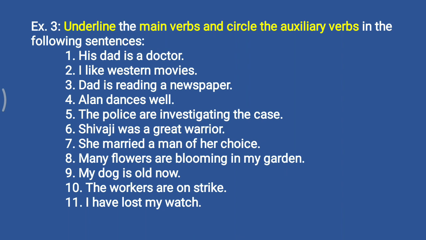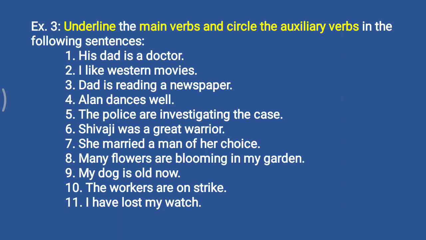The police are investigating the case. Are will be encircled because it is the auxiliary verb and investigating is the main verb and you have to underline it. Shivaji was a great warrior. Here was is the main verb. She married a man of her choice. In this sentence, married is the main verb. Many flowers are blooming in my garden. In this sentence, are is the auxiliary verb and blooming is the main verb.